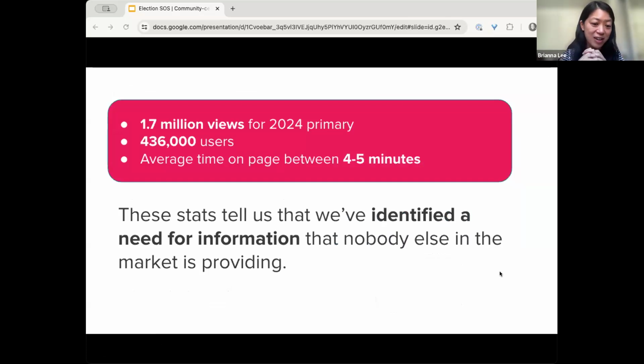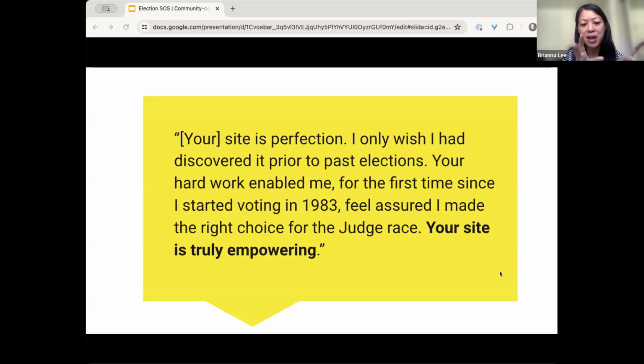Here are a couple of stats on how this approach has worked for us. It's been very, very successful ever since we overhauled our strategy. They really tell us that we identified a need for information that nobody else in LA was providing, not in this comprehensive kind of way. And this comment is the whole reason for why we're doing what we're doing, right? This is a comment that we got, I think just this past year. I'm going to highlight that last line: your site is truly empowering. And that's kind of what this is all for.